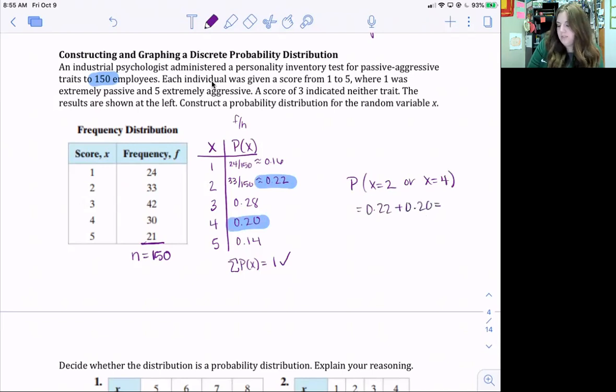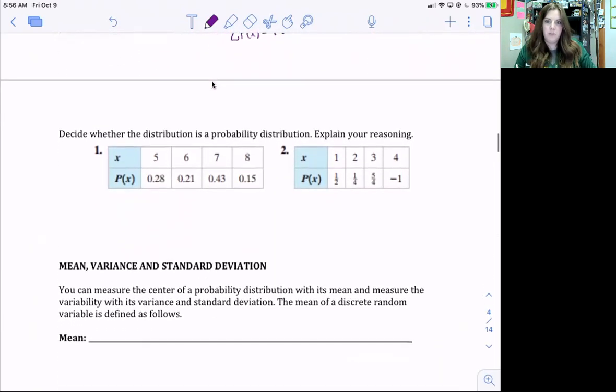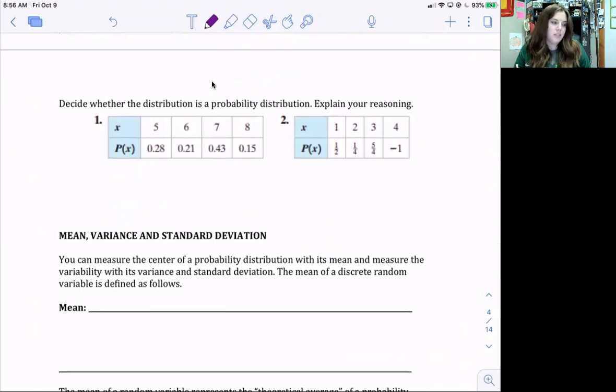Which would equal 0.42 or 42% of the staff. Okay. All right, knowing our properties that x has to be between 0 and 1 and the sum of the probabilities has to equal 1, I want you to go ahead and try these two examples and determine whether or not they are a probability distribution.